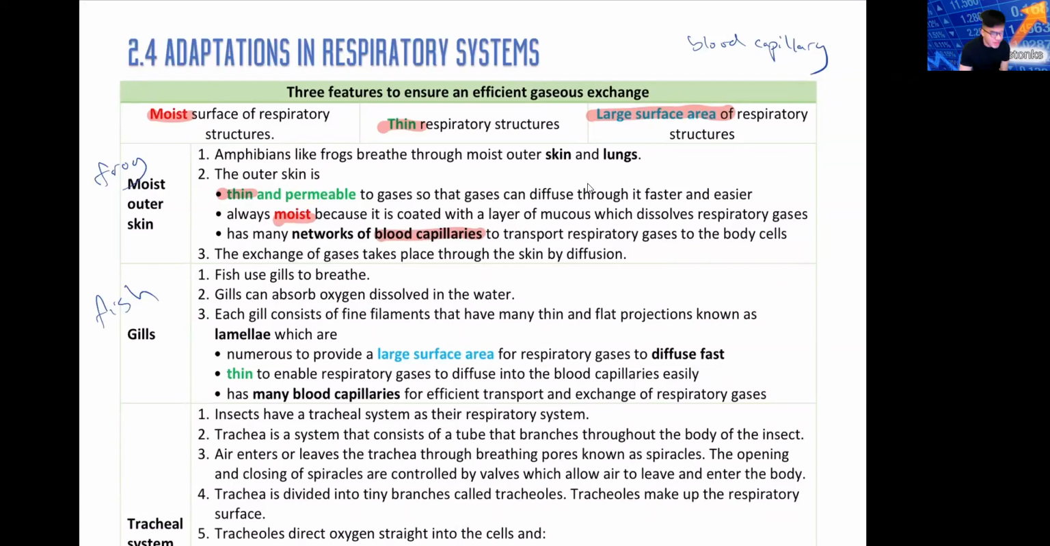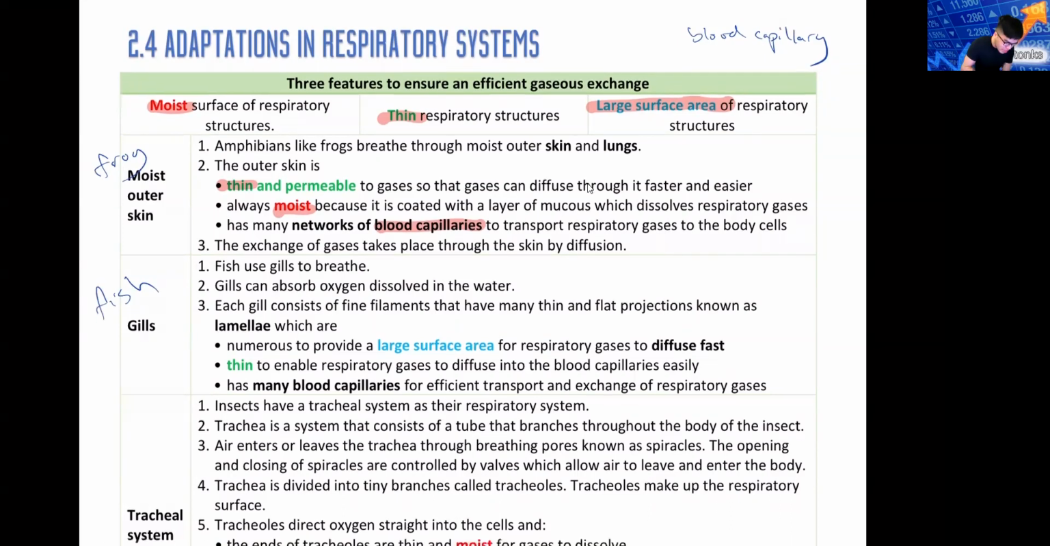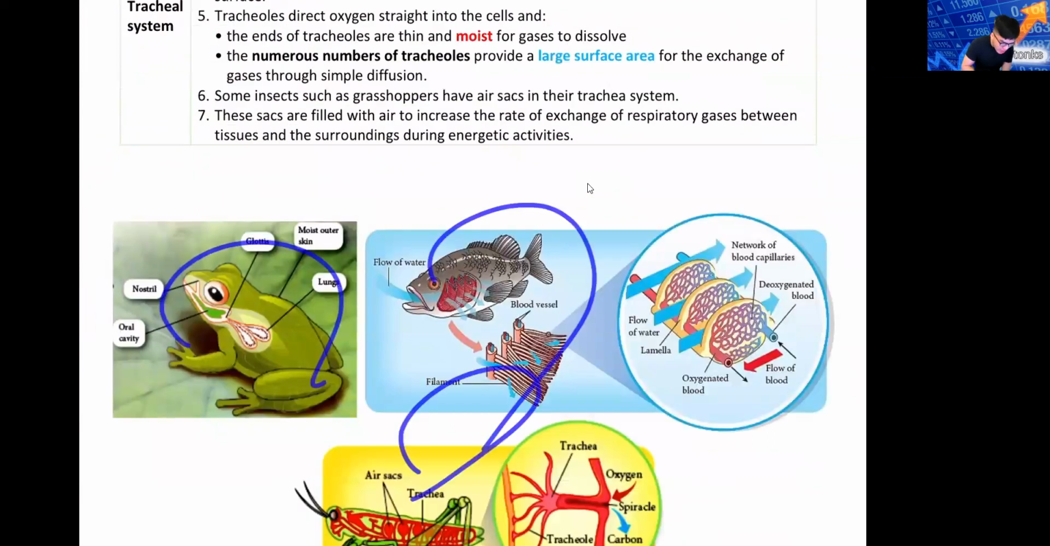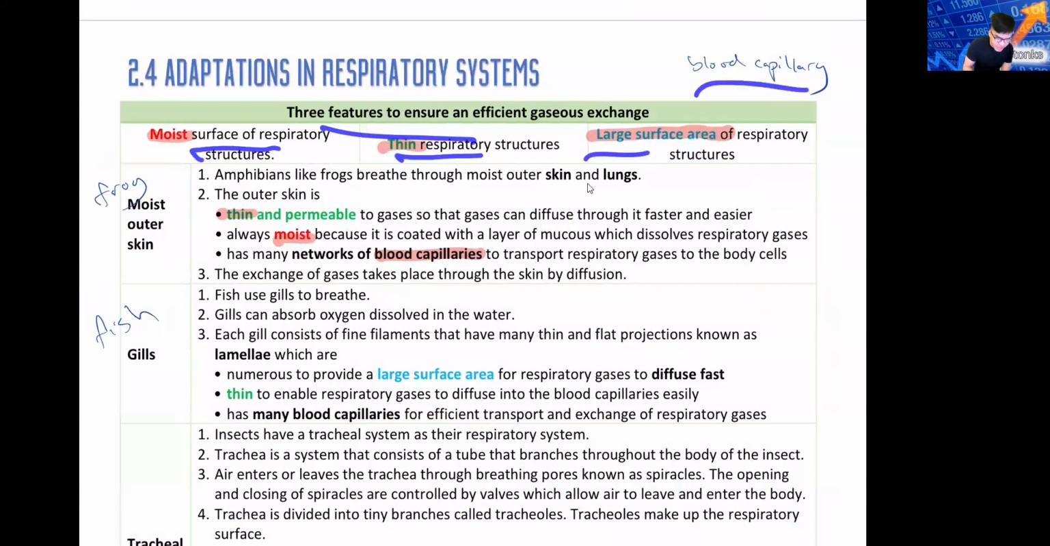All right, so my point here today is that gaseous exchange in whatever animal has all these four characteristics, like our alveolus. They are moist, they are thin, they have large surface area, they have blood capillaries. Same as your frog.